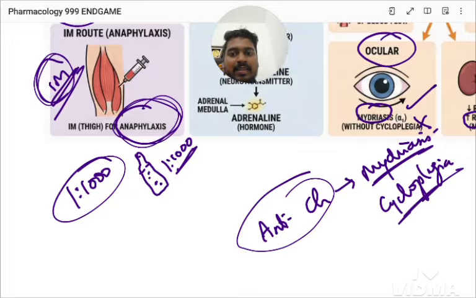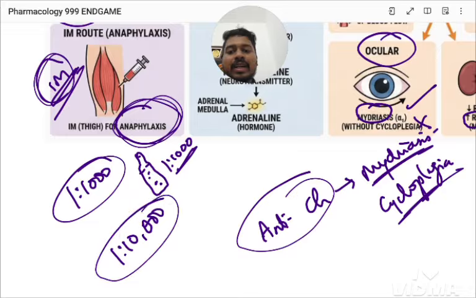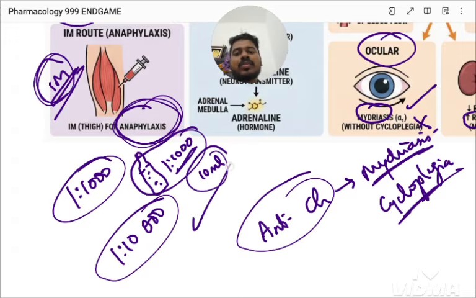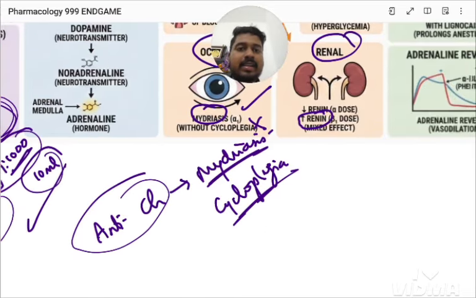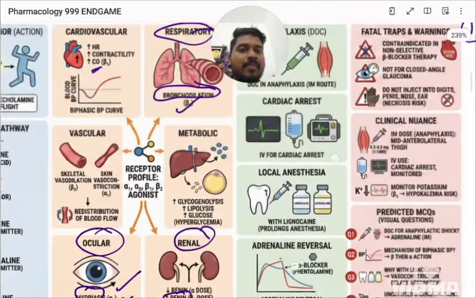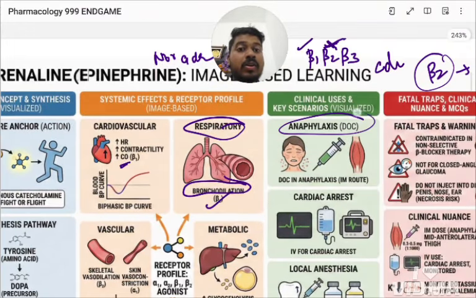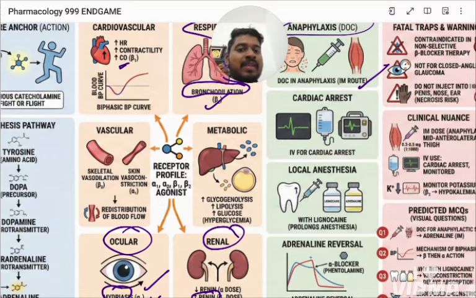But the same drug, whenever it is given through IV, we give at 1:10,000 concentration. And how do you do that? You dilute the same drug in 10 ml of distilled water. So that is how you create a more diluted concentration. Now the anaphylaxis drug of choice is not noradrenaline, it is ADR, adrenaline, via the intramuscular route. Next, it is the IV drug of choice for cardiac arrest. Here the dose is 1:10,000, because for cardiac arrest we want an immediate effect.